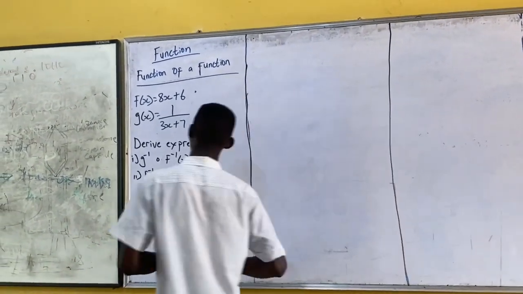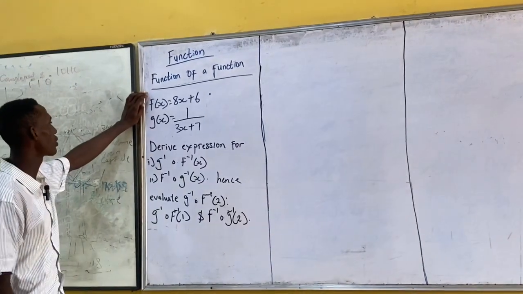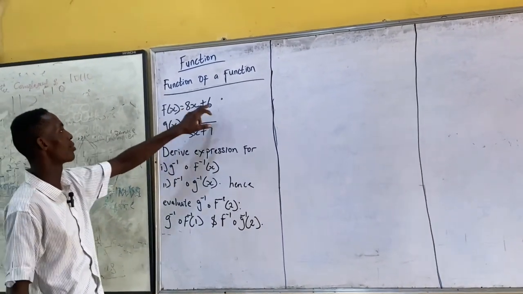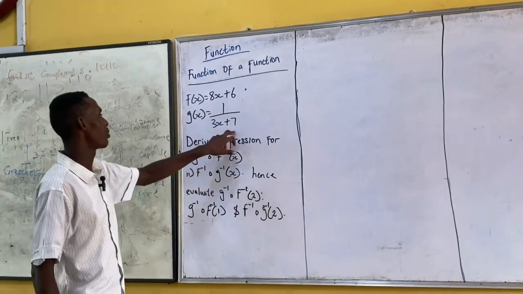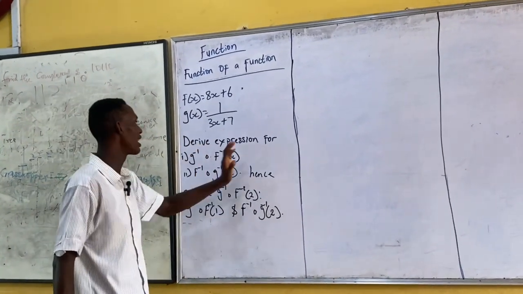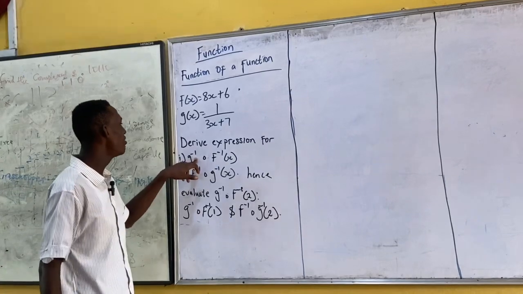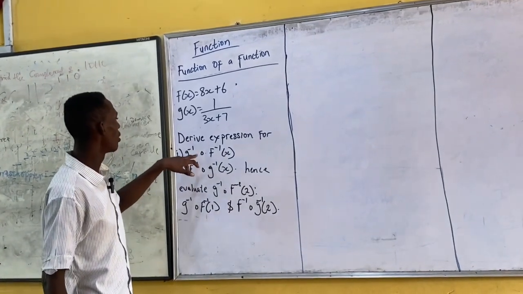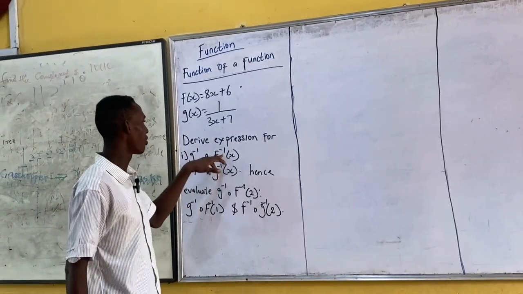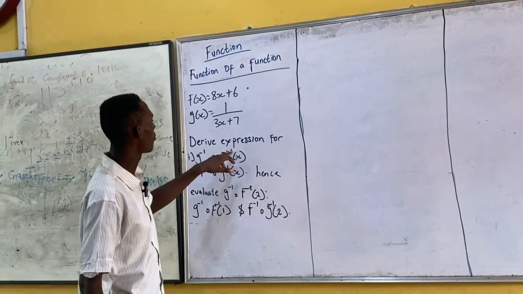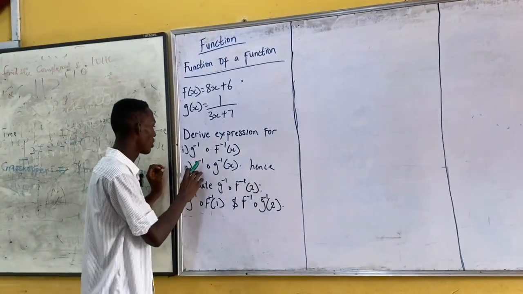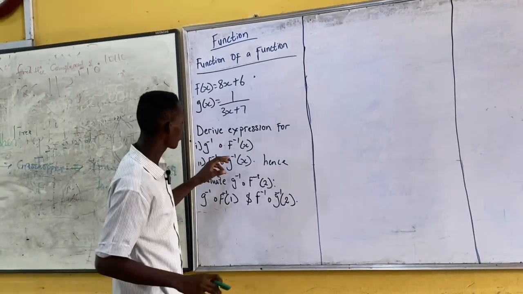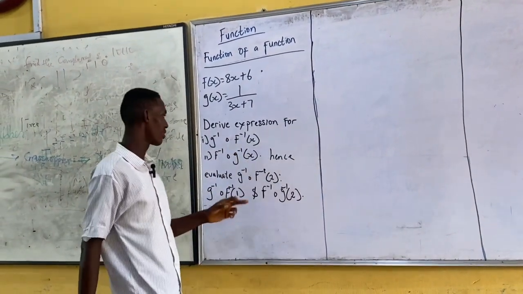Now let's dive into the equation. We are told to find the function f of x equals 8x plus 6, and g of x equals 1 over 3x plus 7. You are told to derive the expression for g inverse, the function f of x inverse, then the function f inverse of g inverse of x.